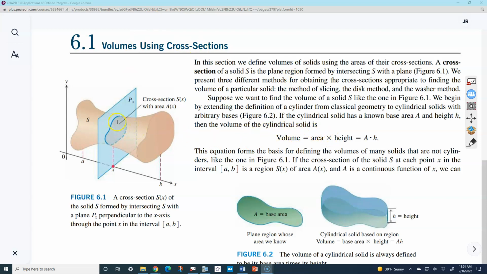And volume, you could consider volume as like area that is extended into a third dimension. So if we can figure out the area of the cross section and then extend that area in another dimension, then we can create volume that way.